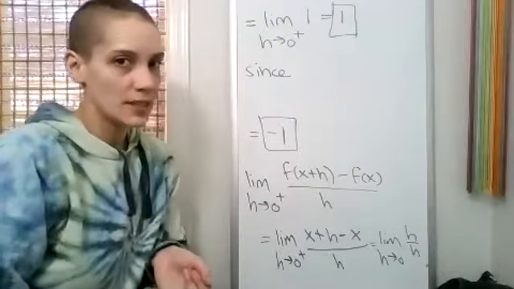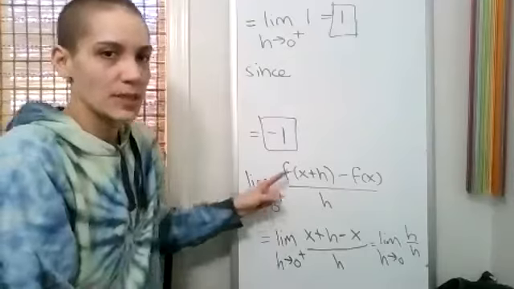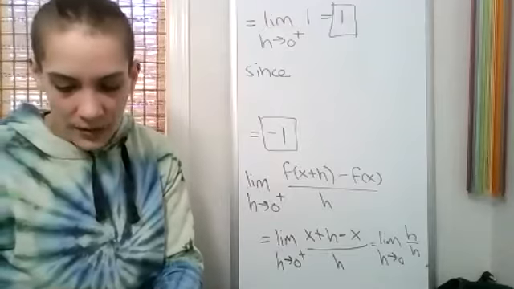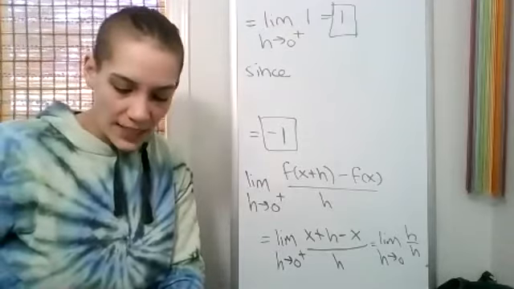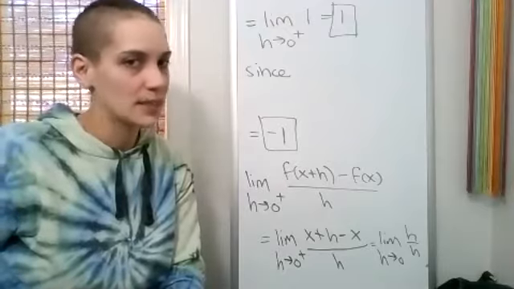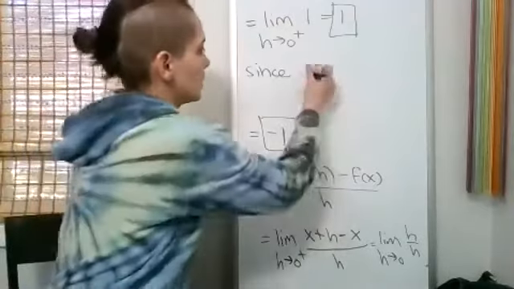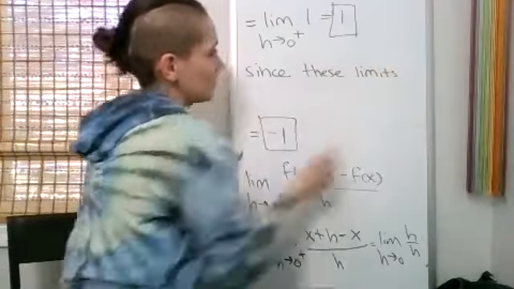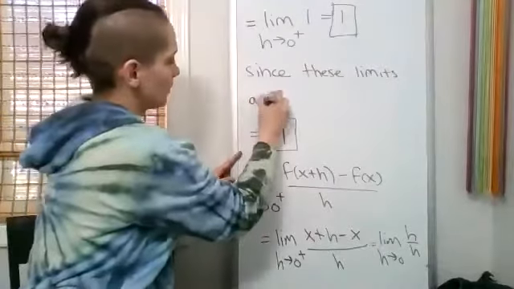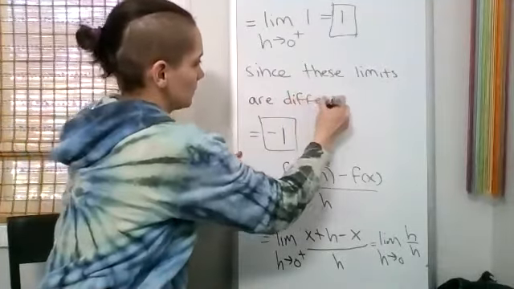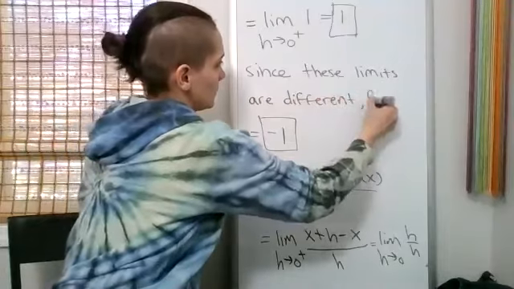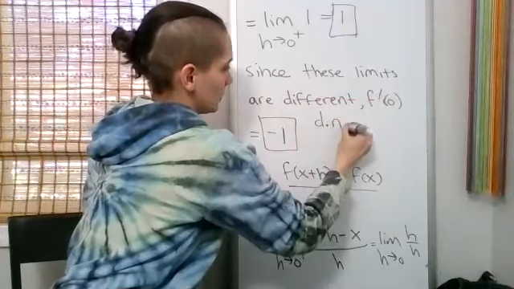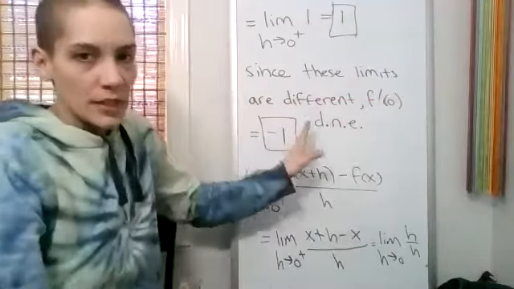Since the limits are different, the derivative, let me see. The derivative of 0, we did it from the right and from the left. They did not match, which means it does not exist. So f prime of 0 does not exist.